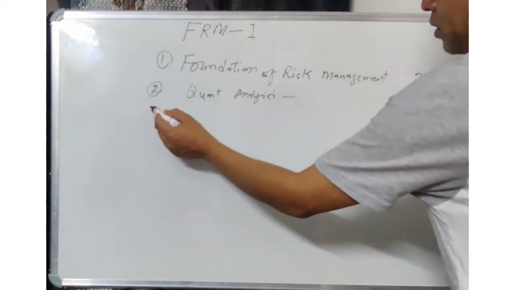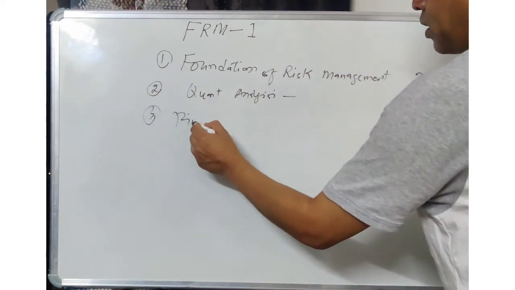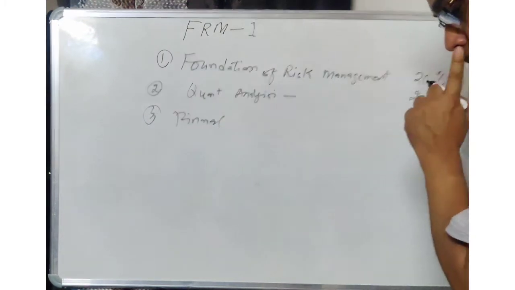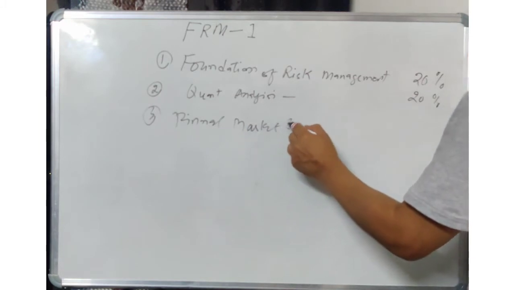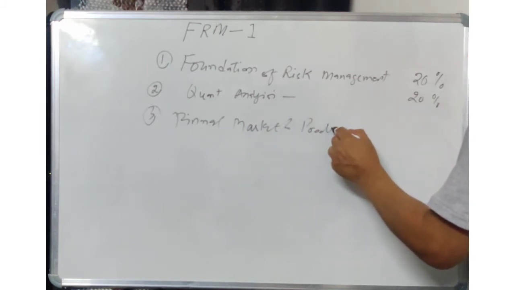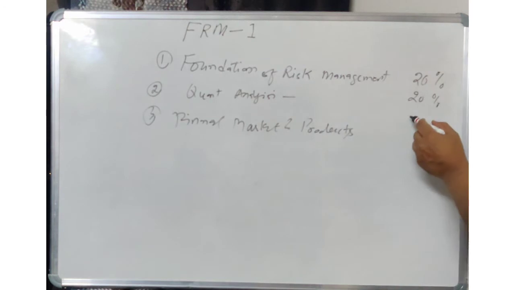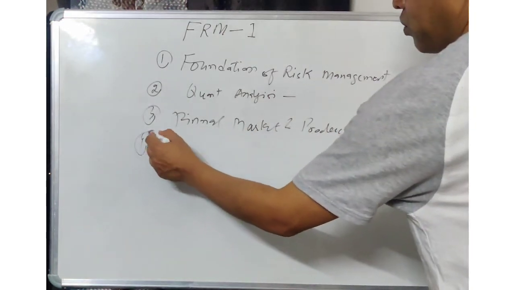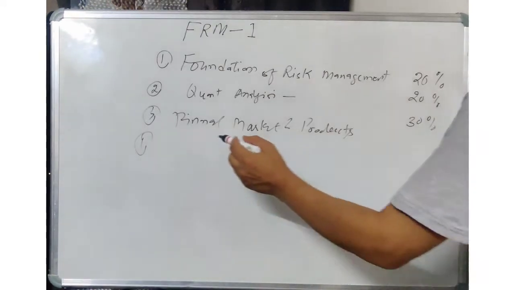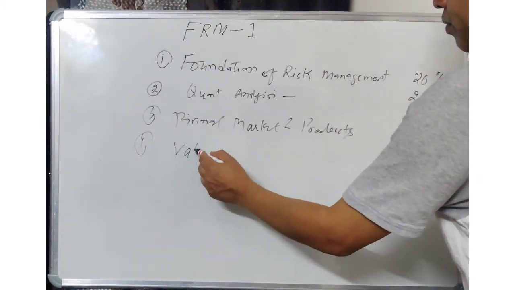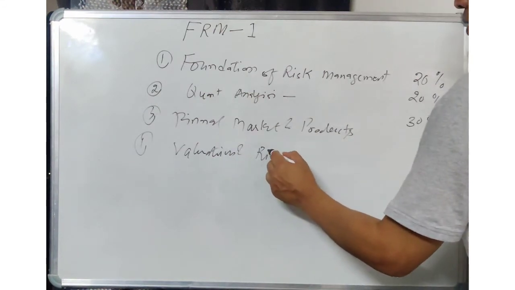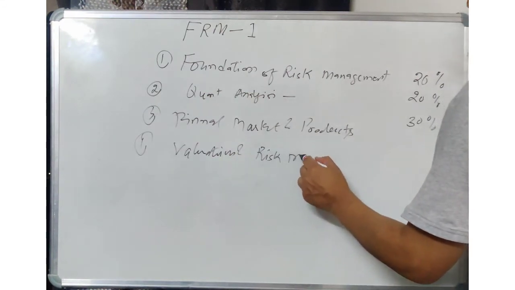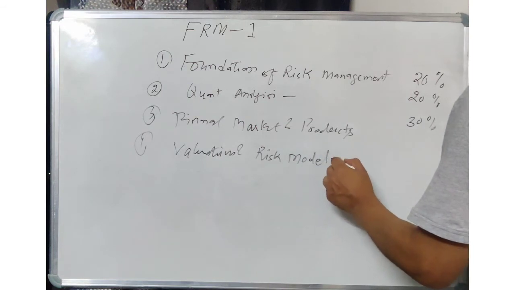The third topic will be financial markets and products, and the exam weight for this particular topic is 30% and the number of questions will again be 30. The fourth and the last topic is valuation and risk models, and the exam weight is 30% and the number of questions will be 30.